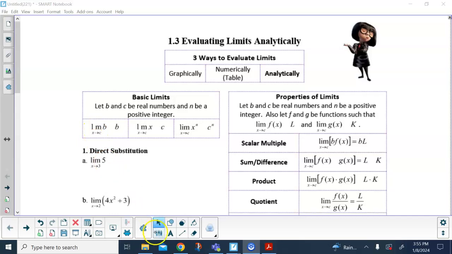if you have the limit of a constant, so like in that first example, the limit of b as x approaches c is just whatever that constant is, okay? And I just noticed mine did not print over, so let me fix that. Okay, so the equals and the dot didn't print out. So the limit of x as x approaches c is just c, and then the limit of x to the n power as x approaches c is c to the n power.